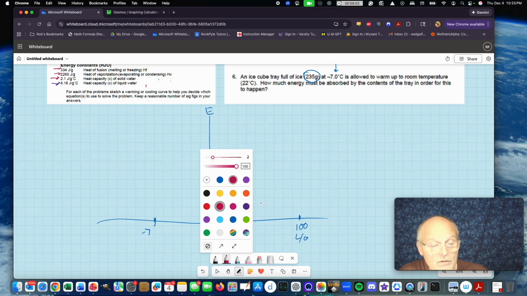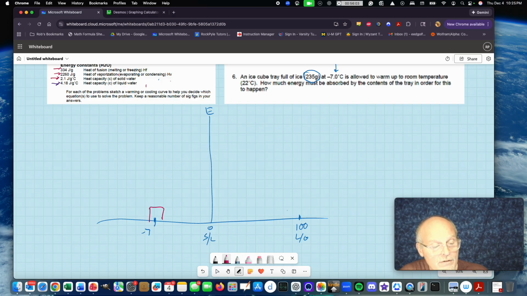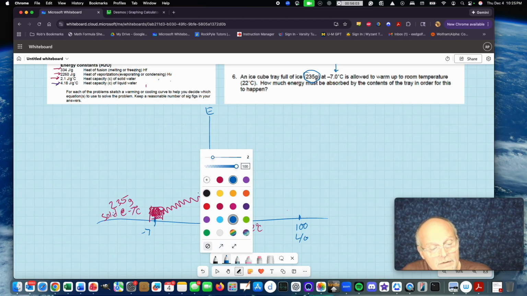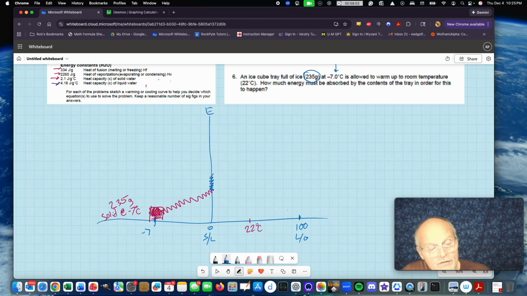So what does my sample look like? My sample says 235 grams and it's solid at -7 degrees C. All right, and then it's going to go up to room temperature, which is 22 degrees C, positive 22 degrees C. So let's quickly sketch out what's going to happen. I'm going to have warming to 0. Then I'm going to have fusion to liquid.